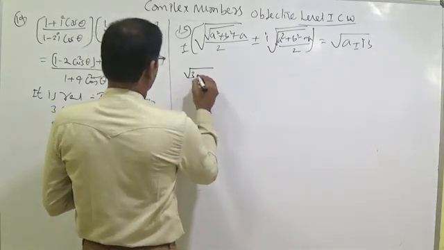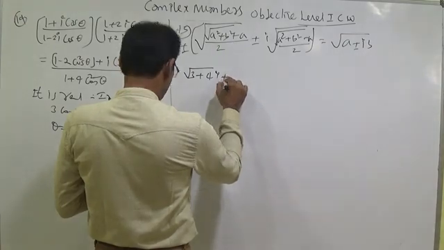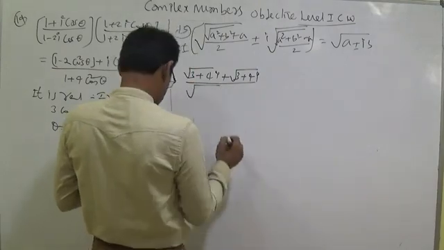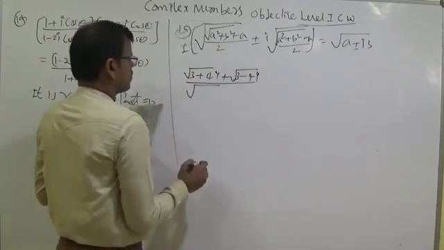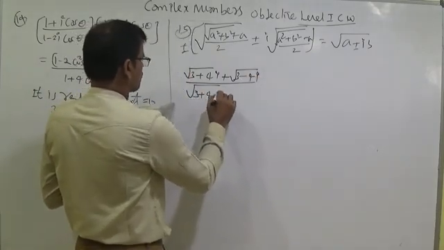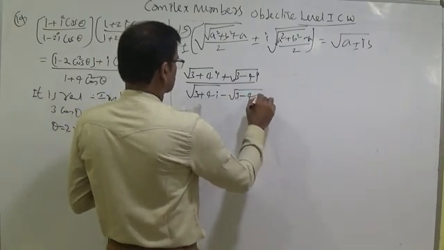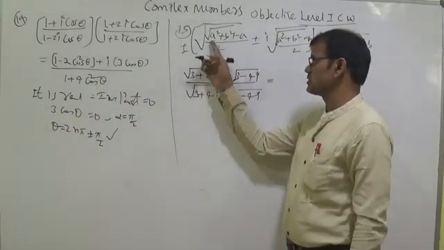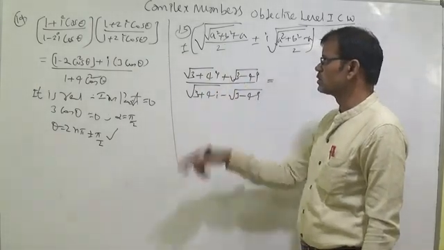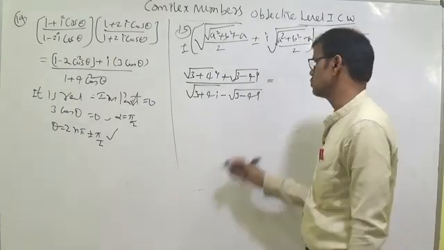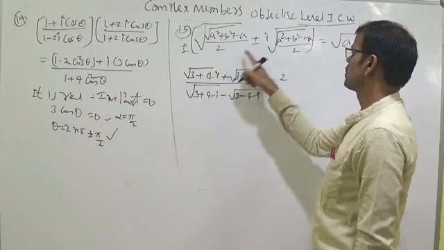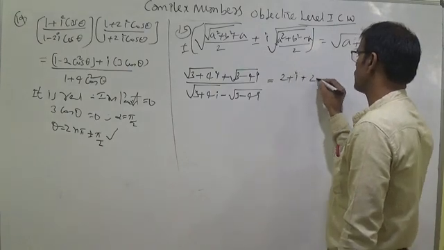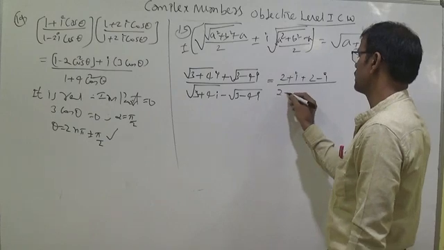The 15th question is given as: root of 3 plus 4i plus root of 3 minus 4i, over root of 3 plus 4i minus root of 3 minus 4i. Try to understand: 3 plus 4i, apply, this is 9 plus 16, 25, root 25 is 5, 5 plus 3, 8, 8 by 2, 4, root 4 is 2. And this is A square plus B square minus A, so this is 5 minus 3, 2, 2 by 2, 1. So this is 2 plus i, and the other 2 minus i.